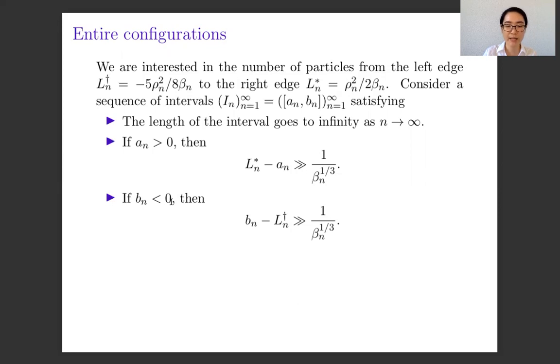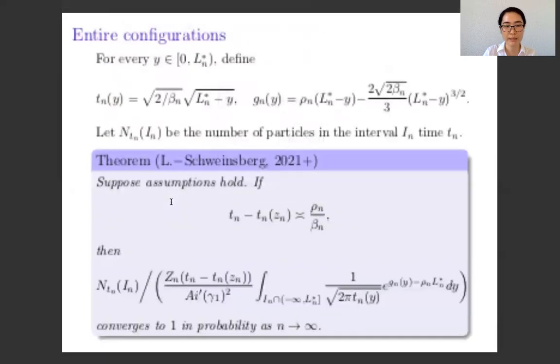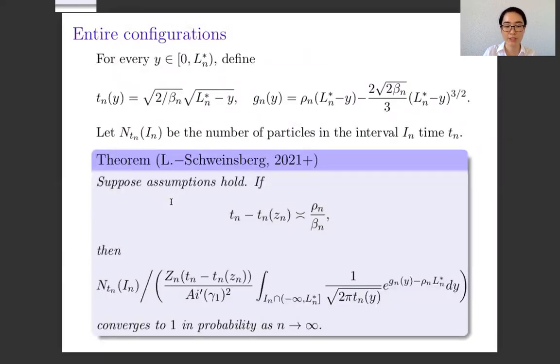So we specifically add the last two requirements because the distribution of particles which are within distance beta to negative 1/3 of the right edge or the left edge is very different from the bulk of the distribution of particles. So we have to rule out these two cases. We define Z_n having this form. We'll explain the meaning of Z_n later on. Now we will be able to fully answer our questions.